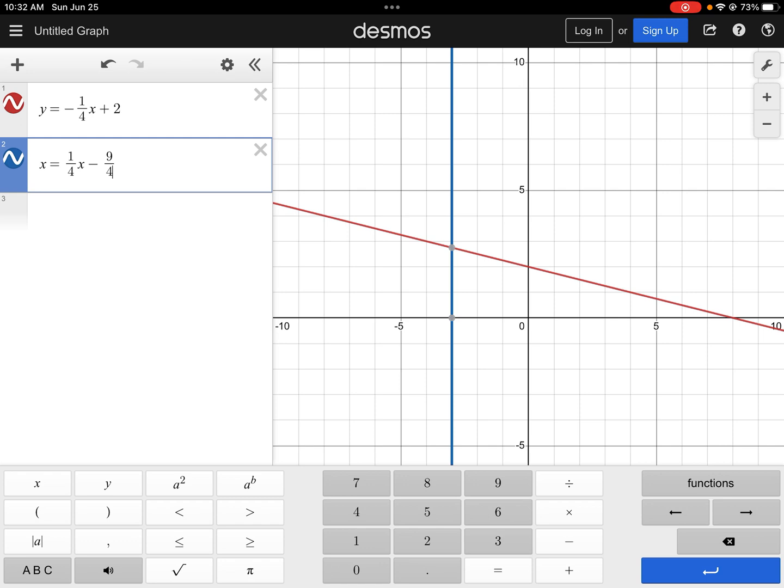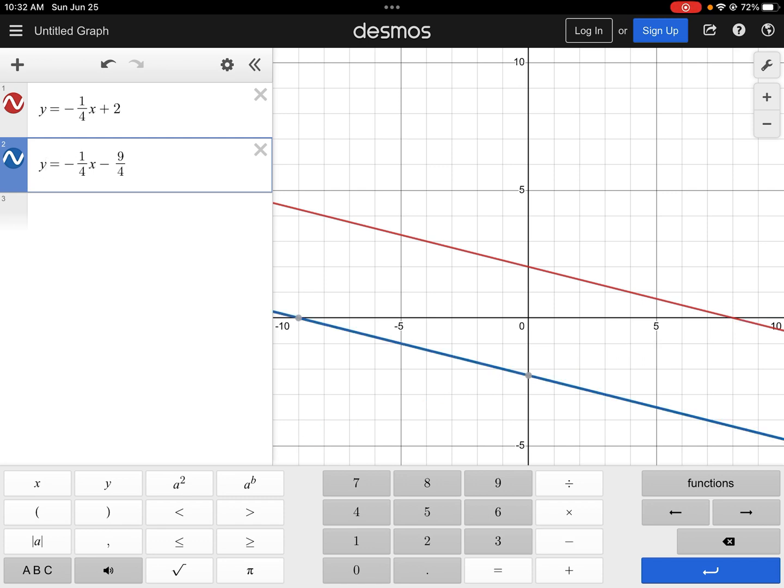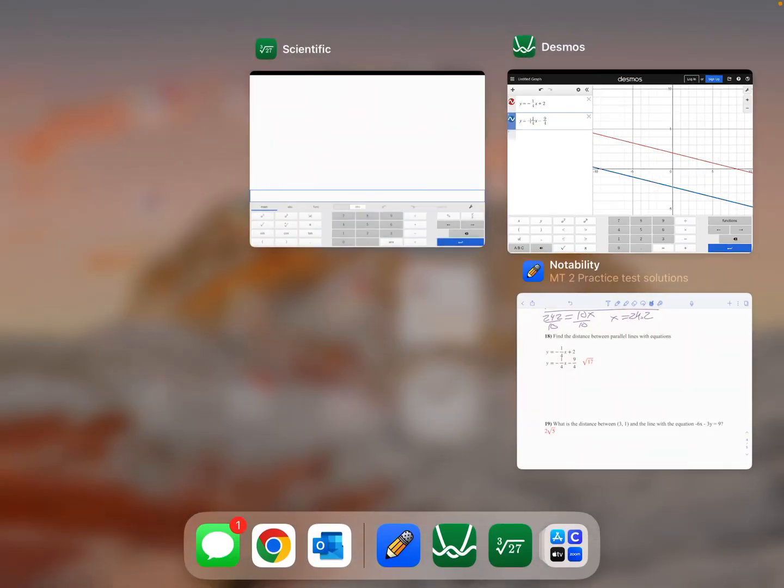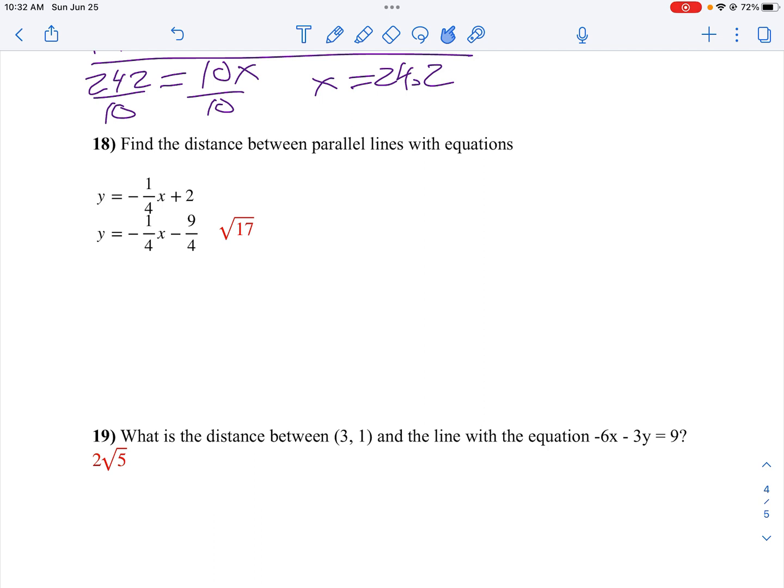And y is that, oh, because I got x. It's supposed to be y. There we go. Now, and I forgot my negative sign. Wow. There we go. We got parallel lines. Now what I want to do is find the distance between these two lines. So this is where we have to do a little bit of work algebraically.